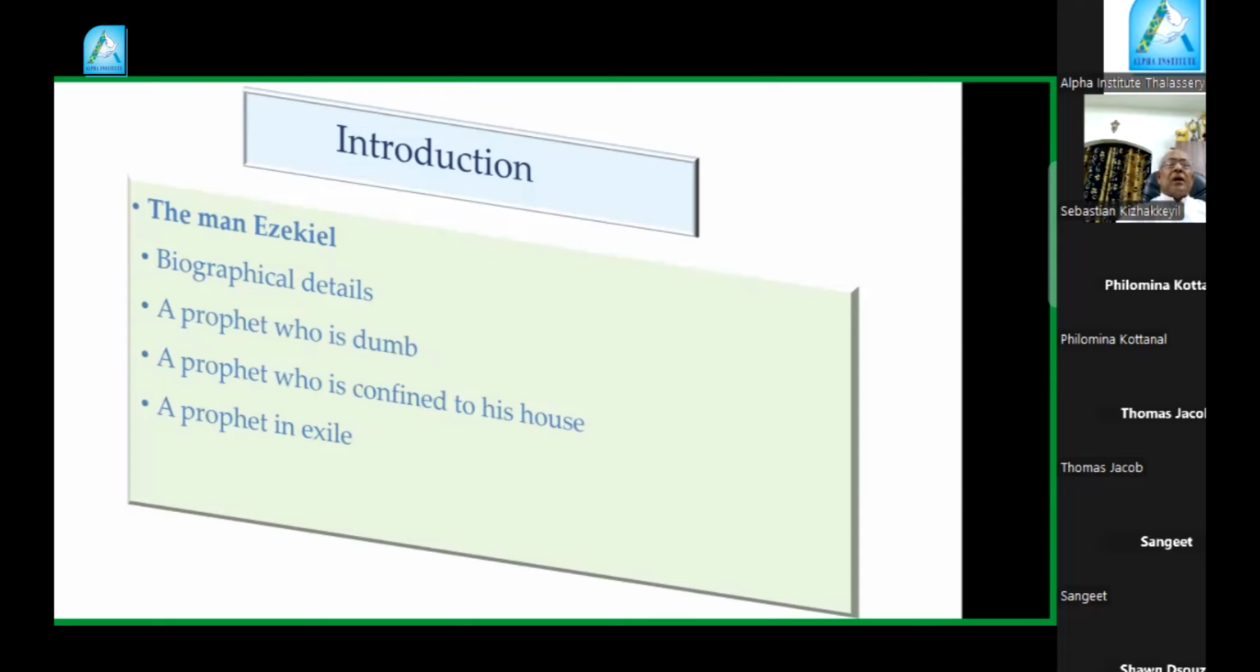he was taken, and his mother, and all the prominent people of Israel and Jerusalem, and 10,000 people were taken to Babylon. Together with that, our prophet Ezekiel also was deported to Babylon. So 623, then 24 years, 598, at the age of 25, he was taken to Babylon.